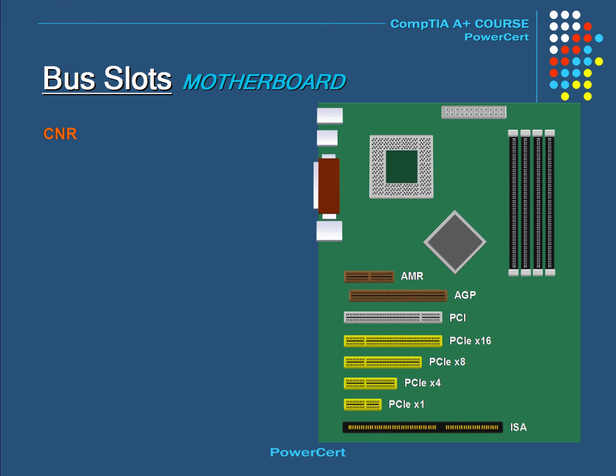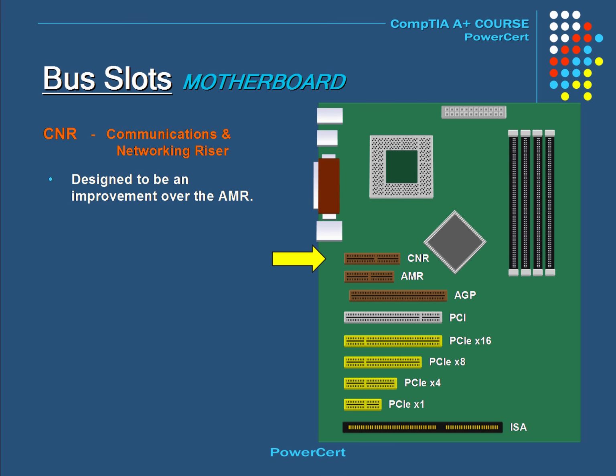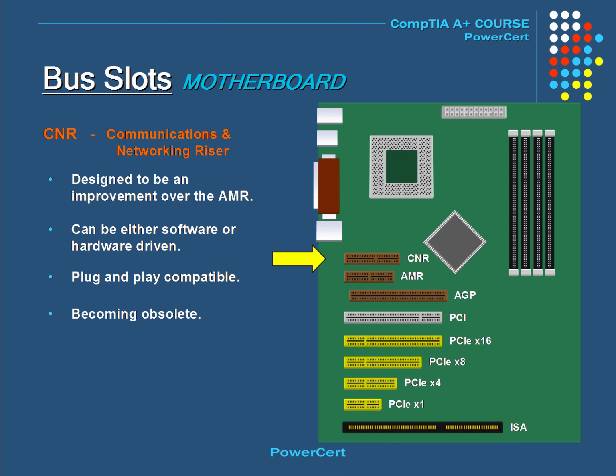The CNR, or Communications and Networking Riser, is another slot developed by Intel, and it was designed to be an improvement over the AMR. The improvements it had over AMR was that it can be either software or hardware driven, compared to AMR, which was only software. Another improvement was that it was plug-and-play compatible, while AMR was not. But both AMR and CNR are becoming obsolete because of the increasing number of integrated components that motherboards now come equipped with.